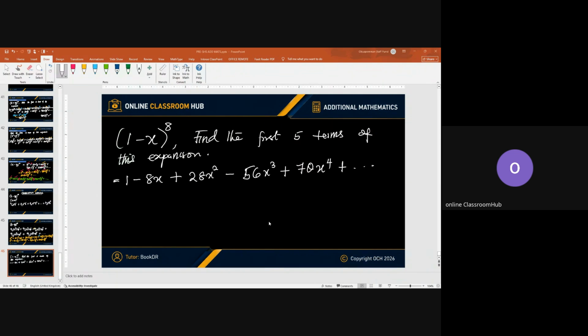Okay, because of time, let's do it together. We are using the combination approach. So what would be the first combination? For the coefficient.